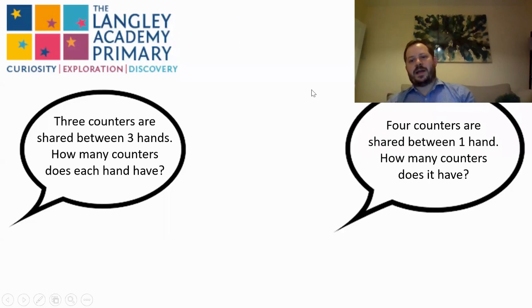So let's have a look at dividing by 1. We know that our rule when timesing by 1 is whatever we times by 1 is the same as whatever it is. It doesn't change. So let's look at dividing by 1 and see how that works out. There are 2 questions on the board. Have a go, see what you can do, and then I'll explain to you. Pause now.